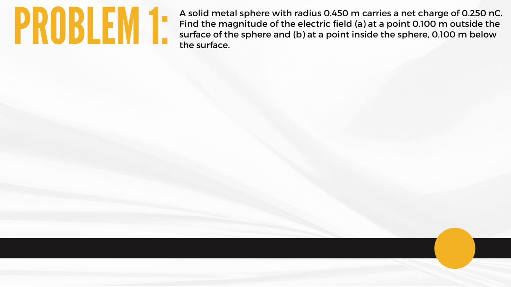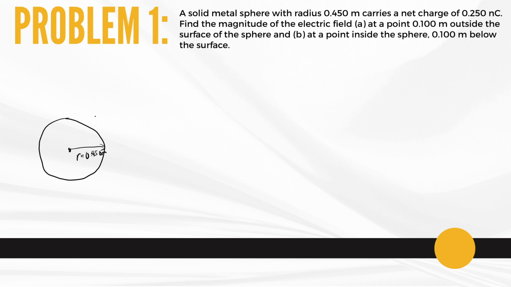Okay, let's try to sketch first. I have a solid metal sphere. When I think of a sphere, its charges are always on the outside. The problem says radius 0.450 meters, so let's say the radius of my sphere is small r, 0.450 meters, which carries a net charge of 0.250 nanocoulomb.